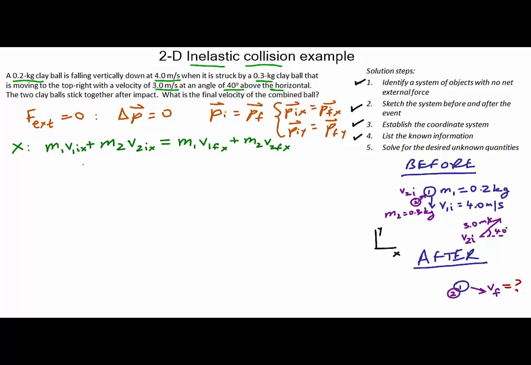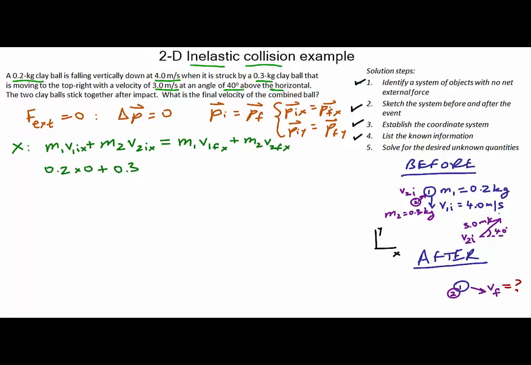Which is what I have set up here. So now I can plug in my values. M1 is 0.2 kilograms. V1x is simply 0. This ball is falling vertically down, so it's only got a y component of velocity. There is no x component. Plus M2 is 0.3 kilograms times V2ix.